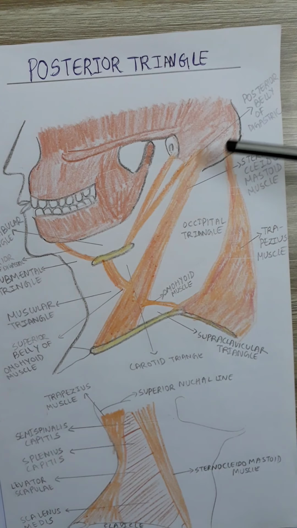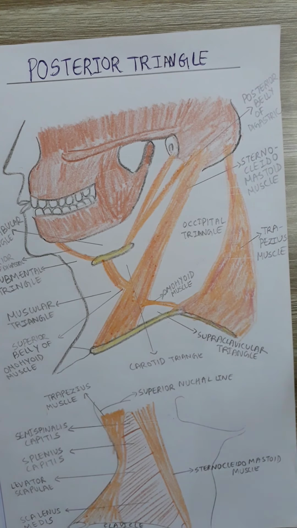The roof of the posterior triangle is very simple, formed by skin, superficial fascia and deep fascia. And if you have seen my previous videos on the external jugular vein, I told you that the external jugular vein pierces the roof of the posterior triangle. Along with that, it is also pierced by 4 cutaneous branches of the cervical plexus.